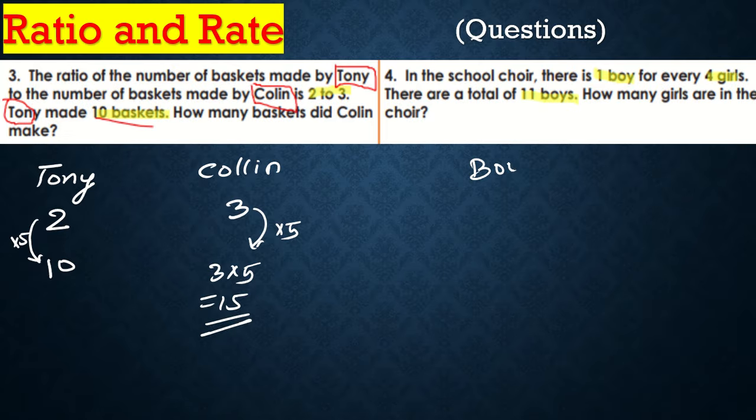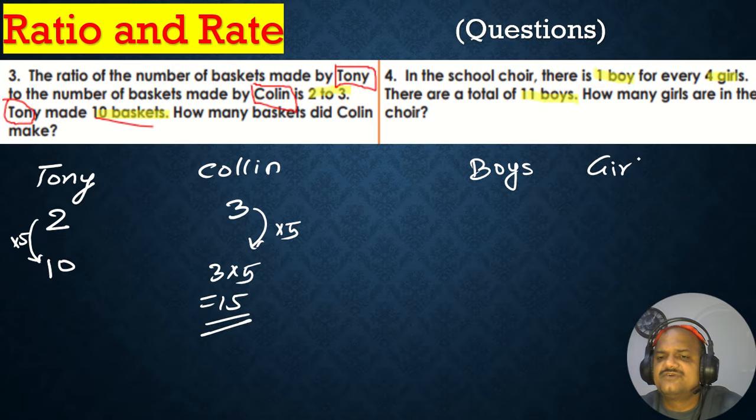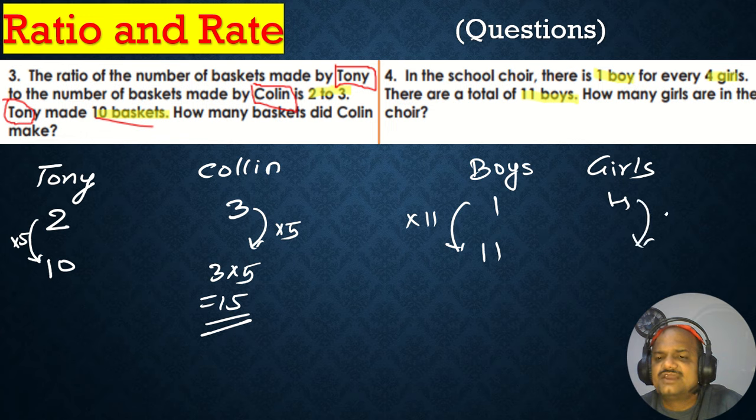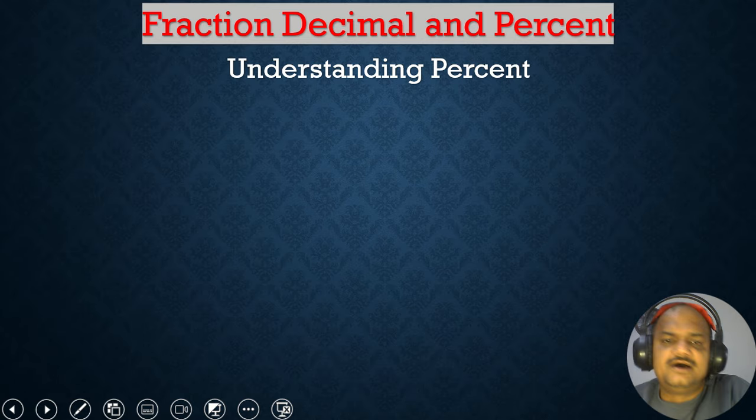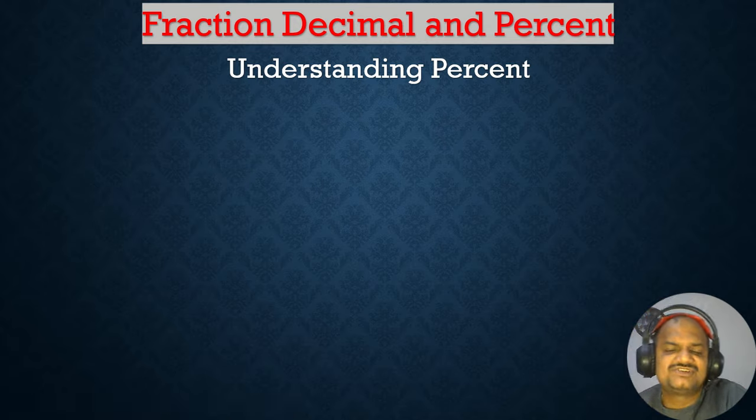Same here. In a school choir, there is one boy for every 4 girls. So this is the number of boys and this is the number of girls. So 1 boy, 4 girls. So for 11 boys, 1 times 11 is 11. So here also, 4 times 11 is 44 girls. Now, this was all about ratios and rates. Hope you understood this lesson.